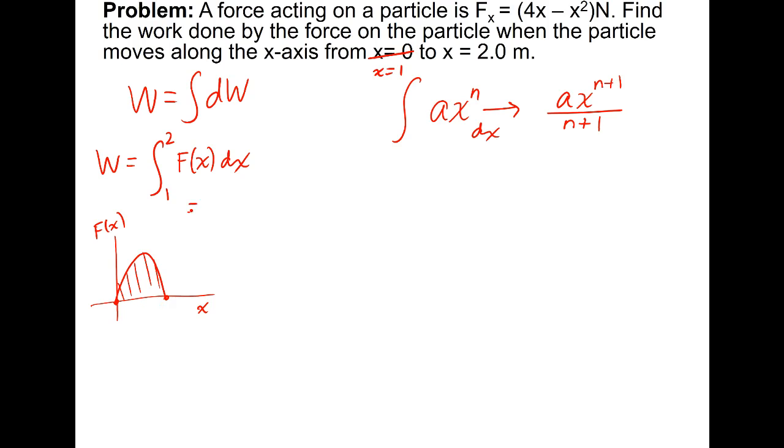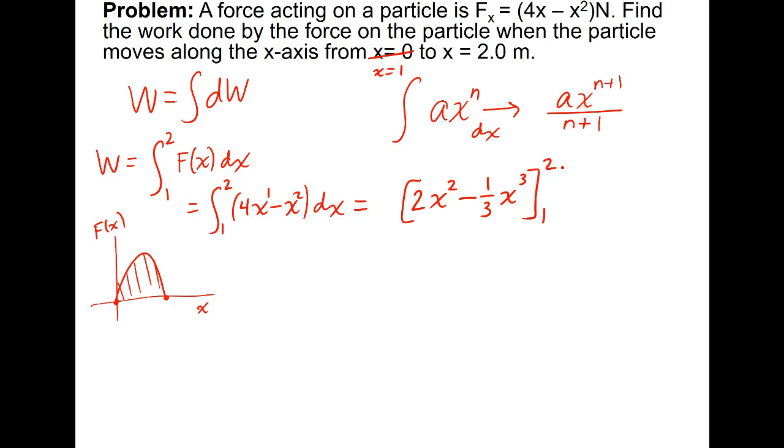Okay? So the work is going to be the integral from x equals 1 to x equals 2 of 4x minus x squared dx. And this is going to turn into, well, this is x to the 1. It will increase to x to the 2, and then 4 divided by 2 is 2. And then this will turn into x to the 3 divided by 3, evaluated from 1 to 2.